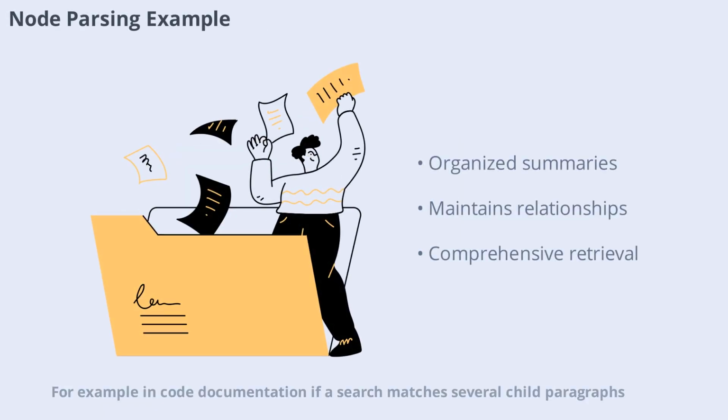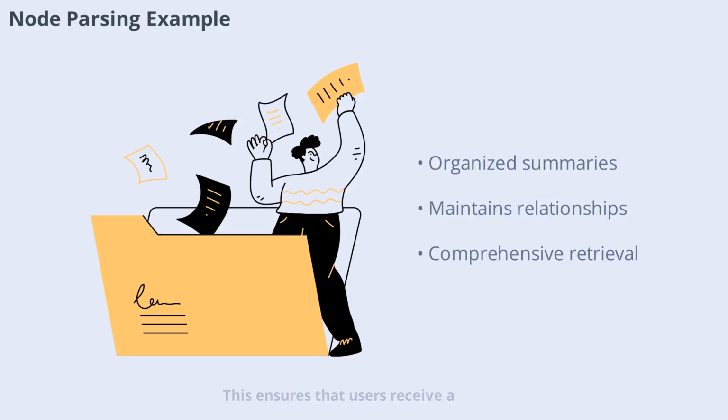For example, in code documentation, if a search matches several child paragraphs about API endpoints within the same module, the parser rolls them up and presents the parent module overview. This ensures that users receive a complete and organized summary of relevant information.